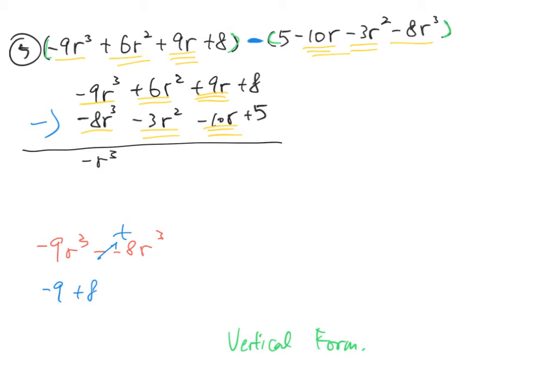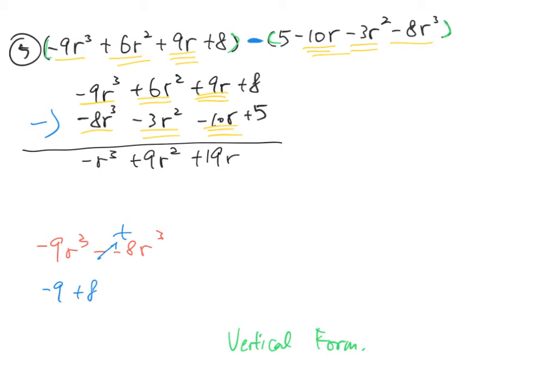Okay, and then we just copy the variable at the bottom. And then the next, plus, minus, minus. So minus, minus become plus. 6 plus 3. It is plus 9r squared. Okay? And then here, 9 minus minus 10. That is 9 plus 10. So it becomes 19r.